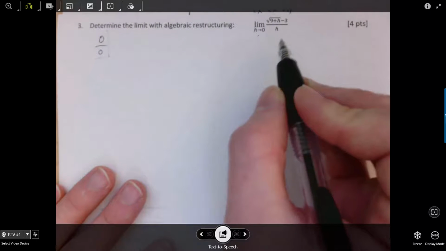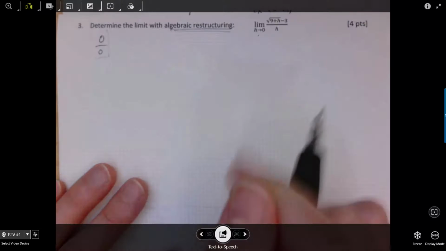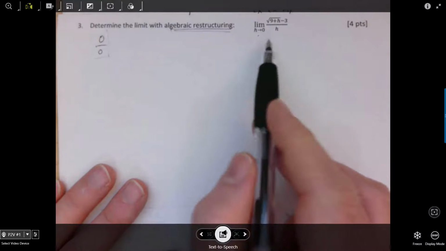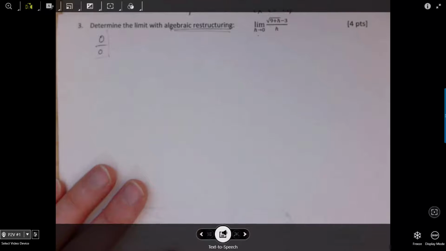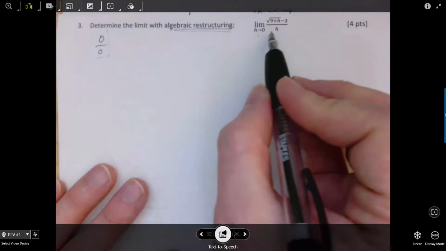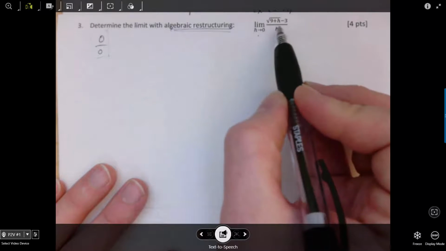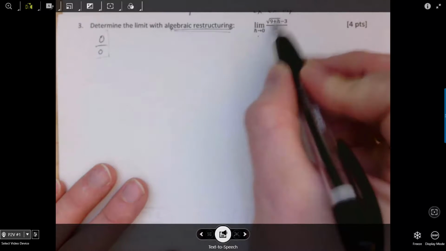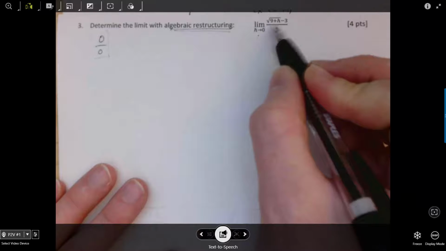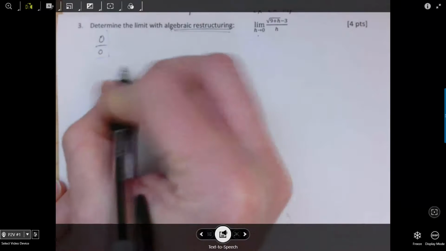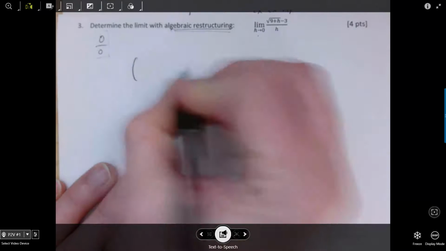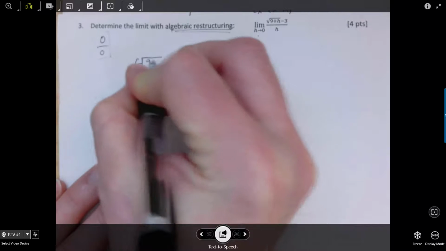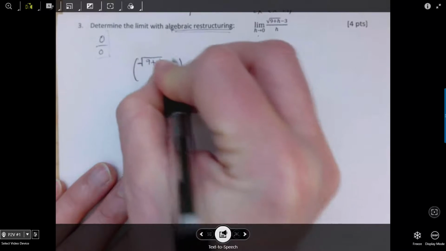So the whole exercise here is being able to algebraically restructure. That means algebraically simplify until you can figure out what would fill in that hole. So in the practice problems, I'd suggested that you apply the conjugate. The conjugate is the square root plus 3, whereas this is the square root minus 3. And the reason you do that is because you can get rid of the root in the numerator.